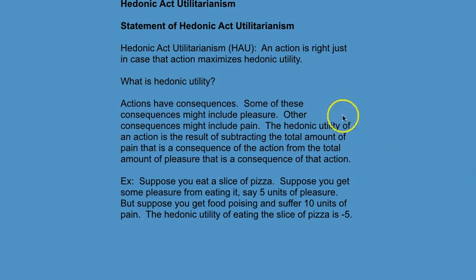So the hedonic utility of eating the slice of pizza is found by taking the 5 units of pleasure you get from eating the pizza and subtracting from that the 10 units of pain you get from the food poisoning. And so -5 is the hedonic utility of eating the slice of pizza. In general, the hedonic utility of an action is found by subtracting the total amount of pain in an action from the total amount of pleasure.